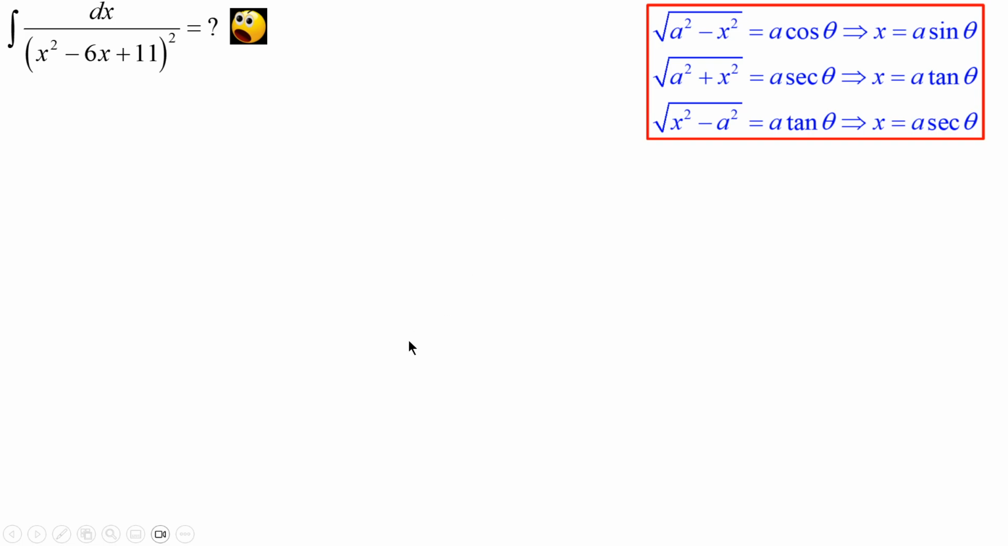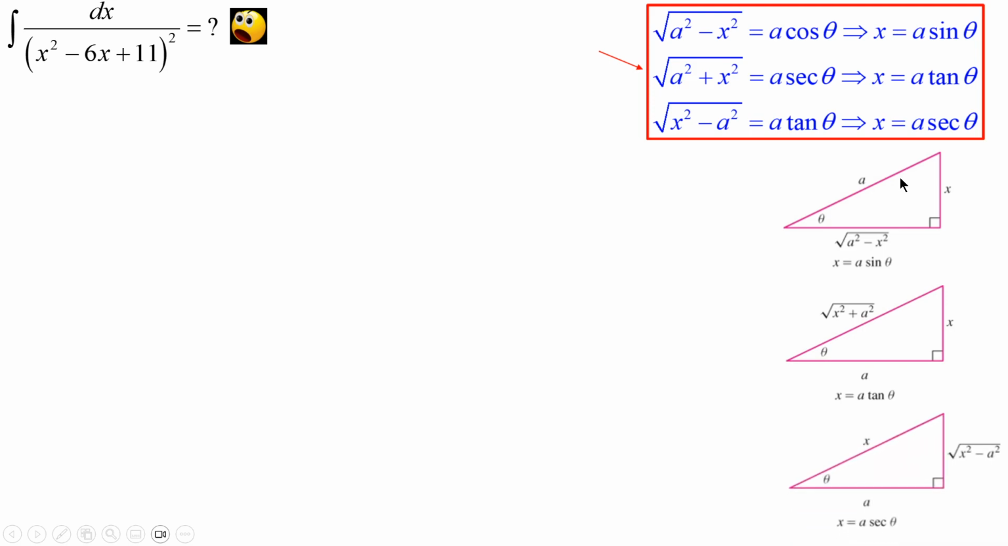But then if you go back to pre-calculus, hey, could we write x squared minus 6x plus 11 as a perfect square trinomial that we could factor, plus another number? I believe we can. So I think we might get this to the a squared plus x squared that's underneath that radical right there. And that would lead to one of these three triangles: triangle 1, triangle 2, triangle 3. And triangle 2 has the a squared plus x squared, so that's going to be our triangle right there.